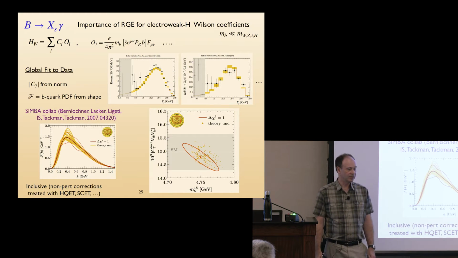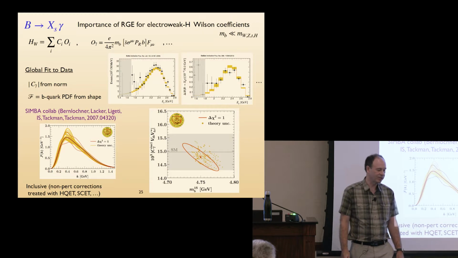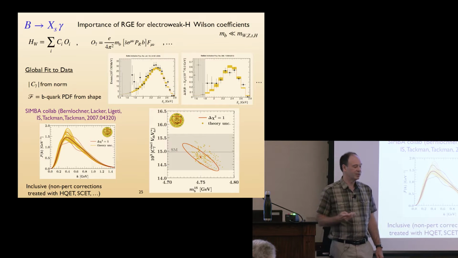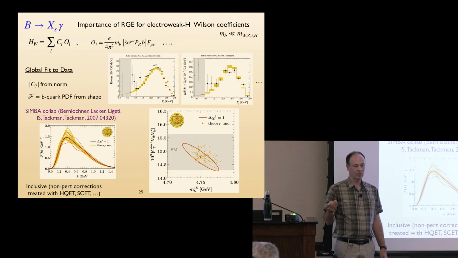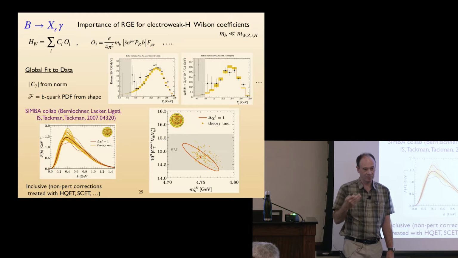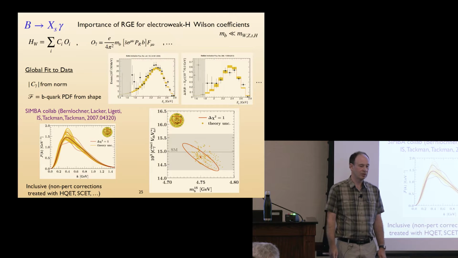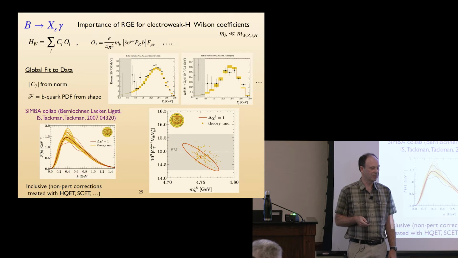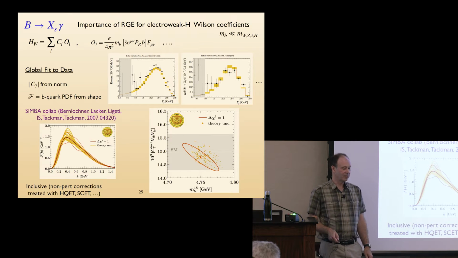I've worked in this field as well, and one thing that I've done together with some experimentalists in a collaboration known as the SIMBA collaboration is fits for this Wilson coefficient C7 while simultaneously trying to control non-perturbative effects. In this case, there's a bottom quark parton distribution function that you have to control along with the short distance physics I was talking about. And we've done global fits to the data, both trying to understand the uncertainties in the so-called shape function or bottom quark PDF, while simultaneously extracting the norm from the data. And there are perturbative QCD effects that come in here as well.